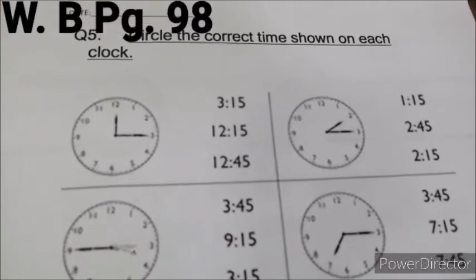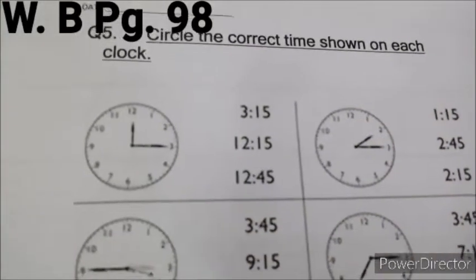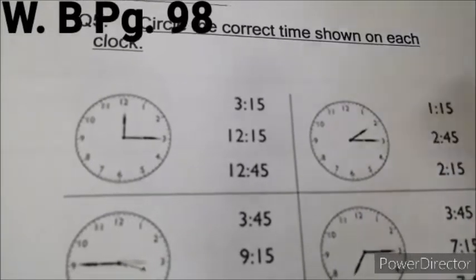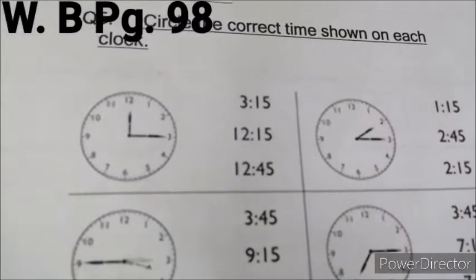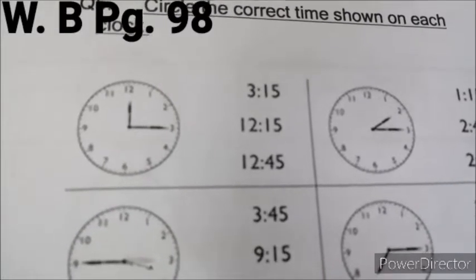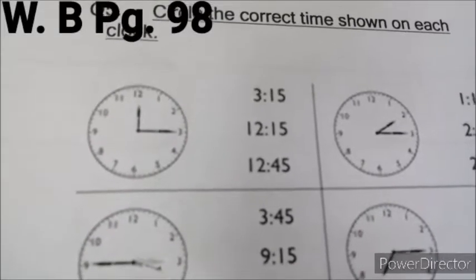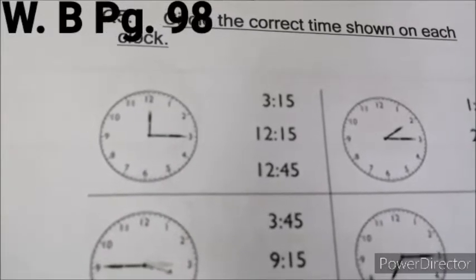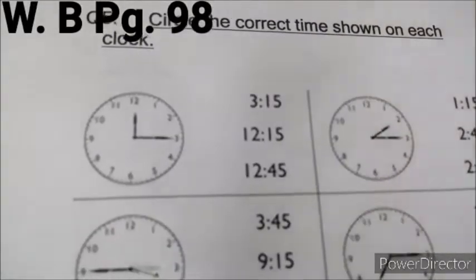The first one: there are two hands, the short hand and the long hand. Where is the short hand? It is at 12. And where is the long hand? It is at 3. So how will you read the time now? The short hand you will say as 12. And the long hand is at 3, so you have to multiply by 5. Very good. 5 threes are 15. So what is the time now? 12:15. Do we have 12:15 here? Yes, this is 12:15. Let us circle it.